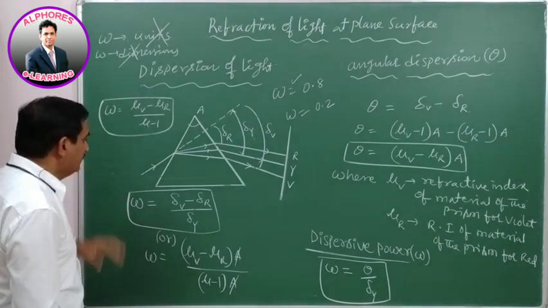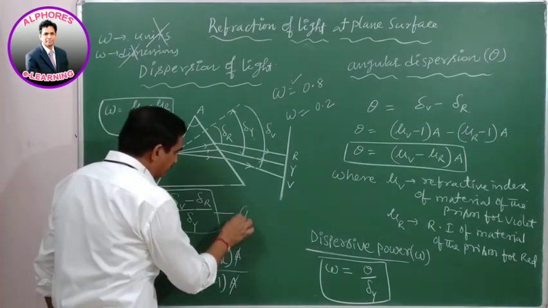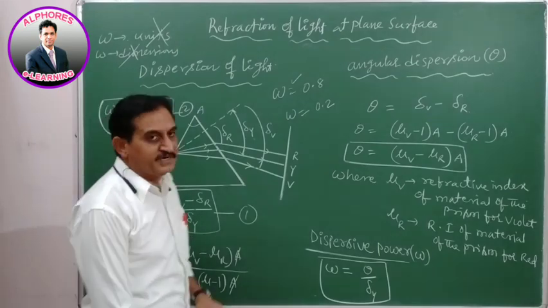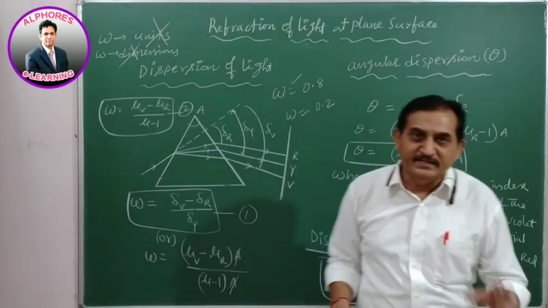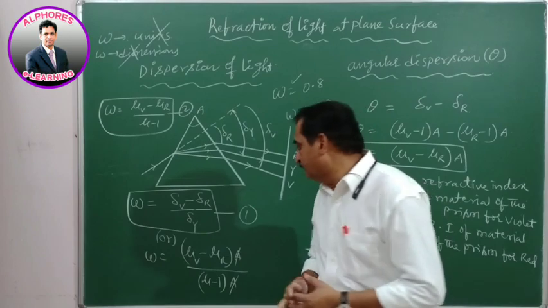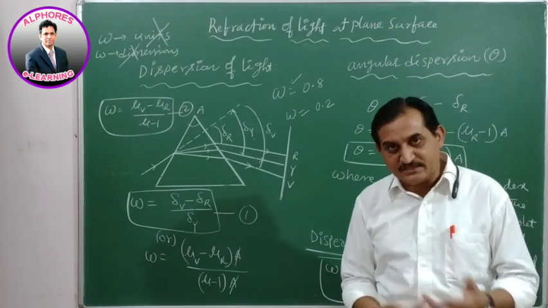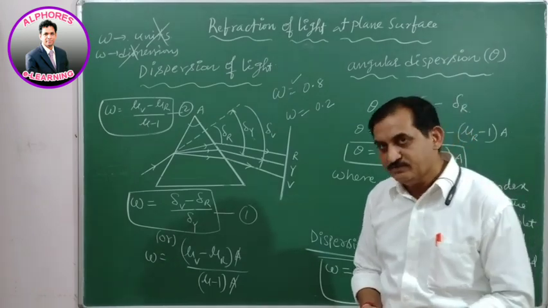These are very important formulae. This is equation 1 and this is equation 2. These two are very important formulae for finding the dispersive power of the material of the prism. Based on this, we will continue with the next concept in the next video.